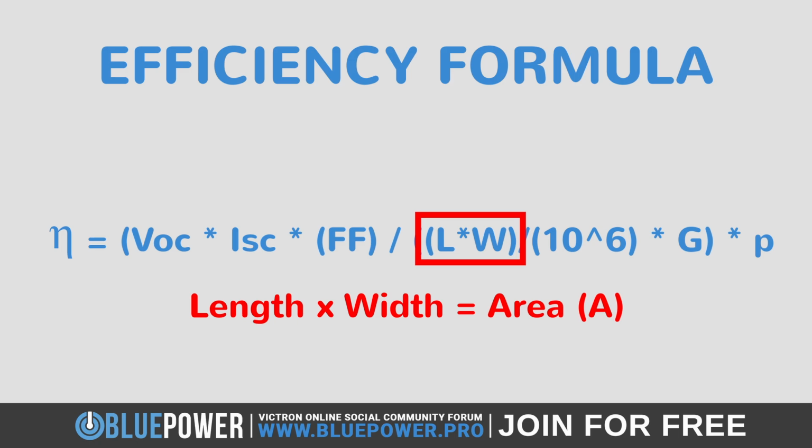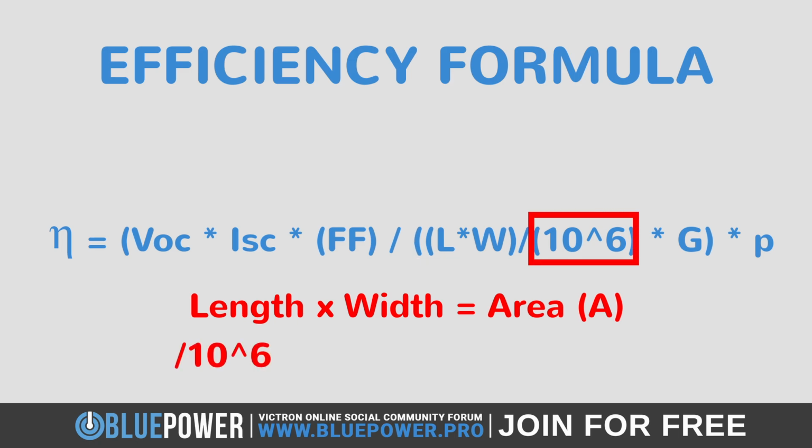These will be used to calculate the total area of the module. The division by 10 to the power of 6 converts the area from square millimeters to square meters for consistency with G.